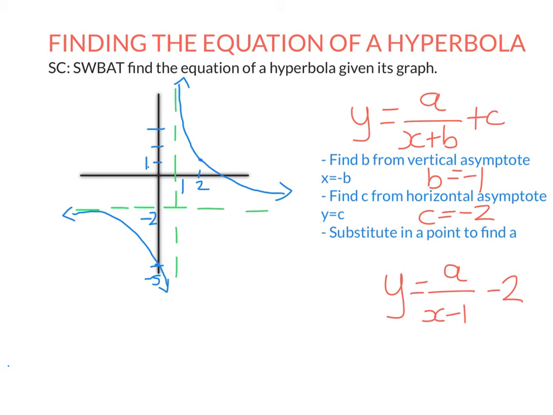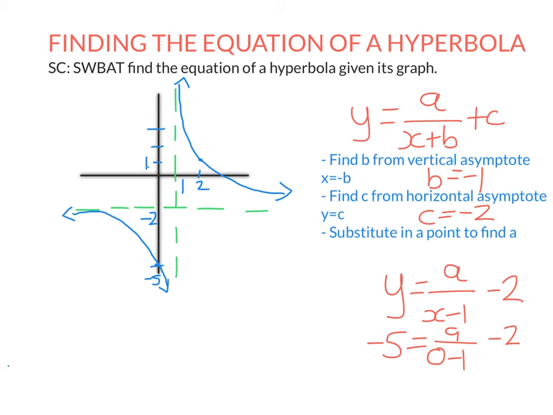To do that we just need to substitute any point that's on the hyperbola. So we could use this point here or this point here, it doesn't matter. So let me pick this point here. So this is the point 0, minus 5. So I'm going to substitute y for minus 5 and x for 0 in order to find a.